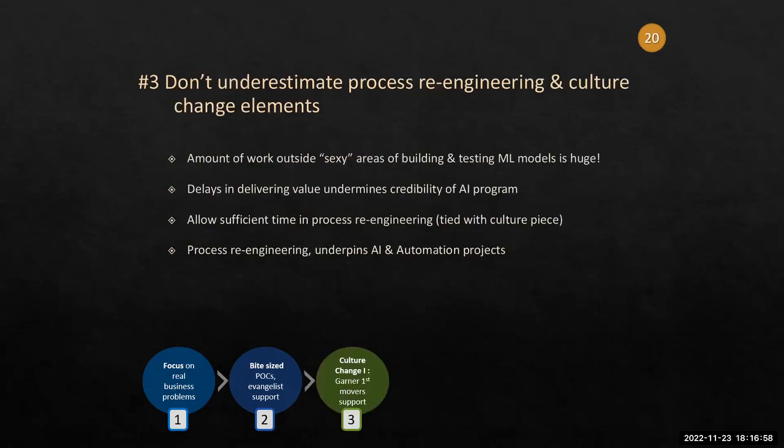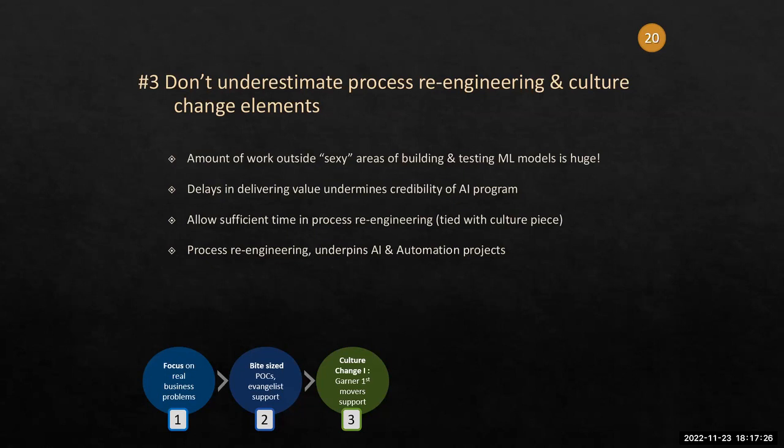Number 3, don't underestimate the process re-engineering and the culture change elements. So that's what I have been hammering, the people part, right? The amount of work outside the interesting areas of building and testing machine learning models is huge. There's a lot of work to convince people why they need to change, right? That's the most difficult part. It's often not the technical part.